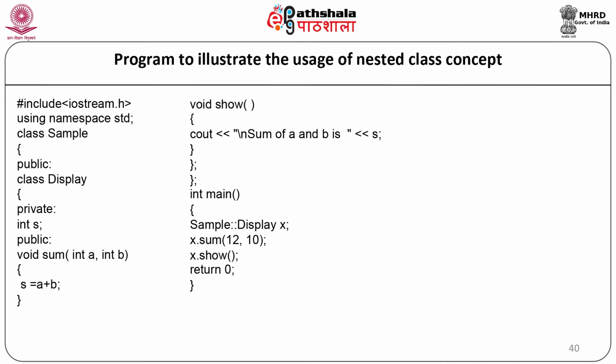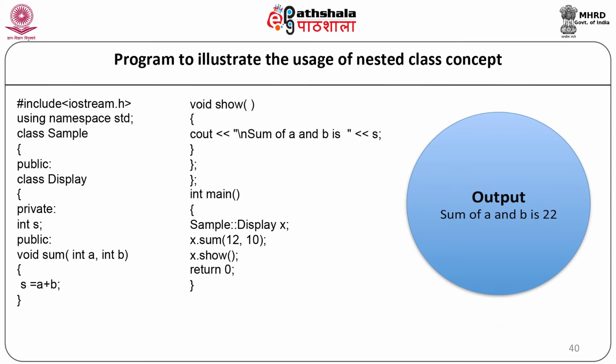Now when the above code is compiled and executed, it will produce the result: sum of a and b is 22. As you can notice in this example, inside class sample we have included the class display. So the entire definition of class display is inside class sample. Whenever we have to declare the object of class display, it will be written as sample::display and then the name of the object. So this is again one level of nesting, one class inside another class.